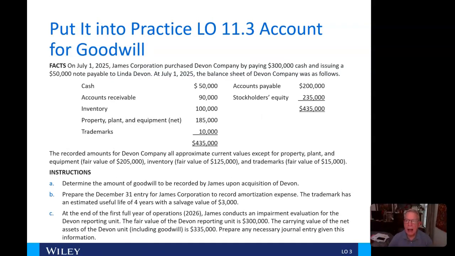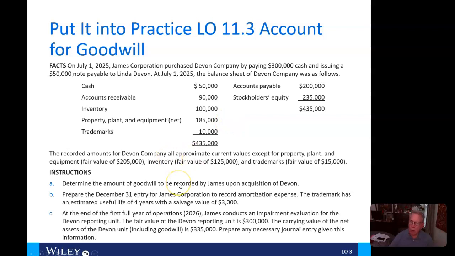Let's take a look at putting this all into practice. On July 1, 2025, James Corporation purchased Devon Company by paying $300,000 cash and issuing a $50,000 note payable to Linda Devon. At July 1, 2025, the balance sheet of Devon Company was as follows. So here's their balance sheet.